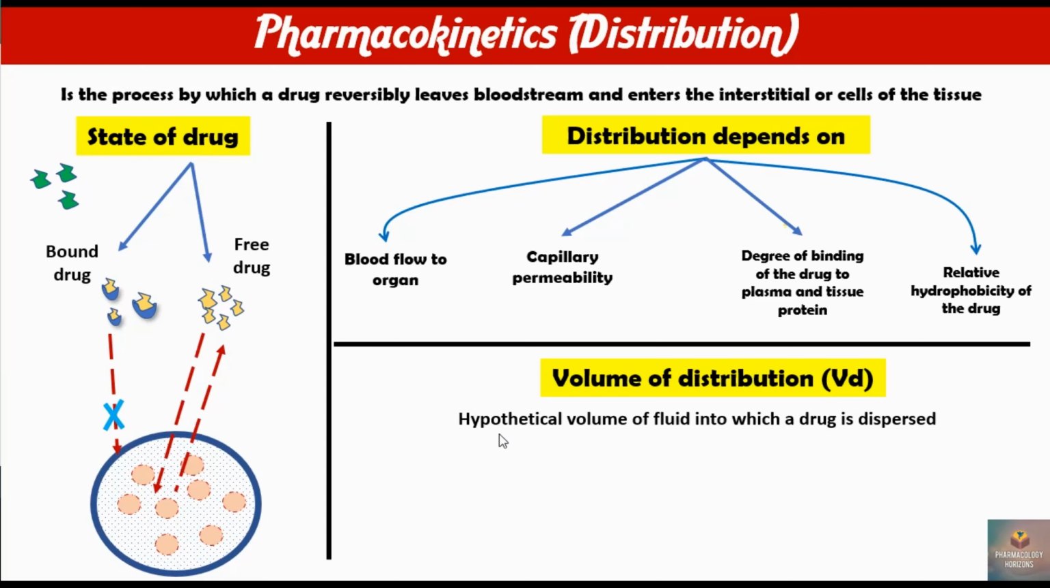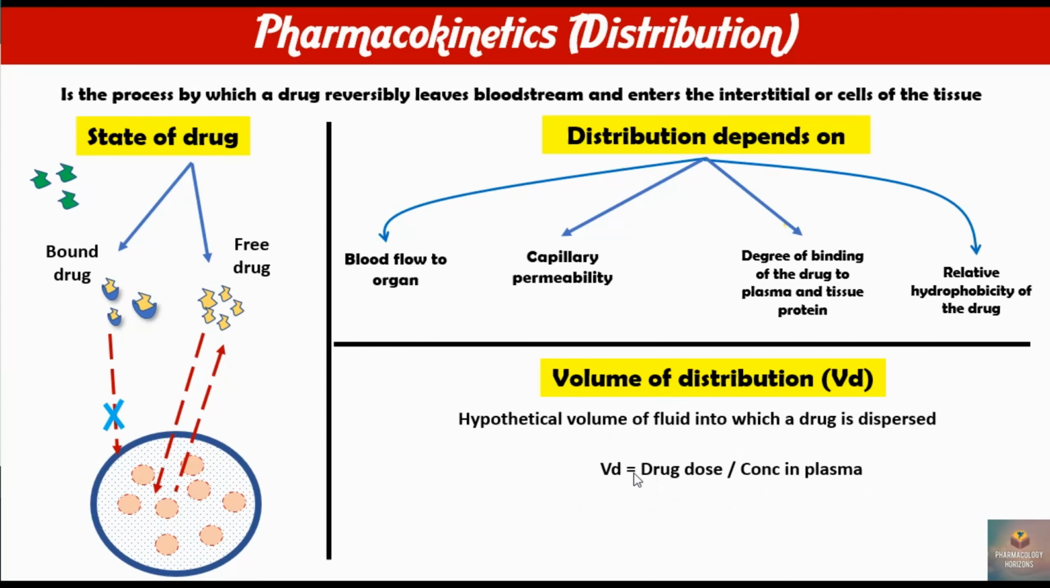You have around 42 liters of fluids in your body. 5 or 6 liters of blood. You have some fluid in the interstitial fluid. The remaining part is the cellular fluid, and so on. When you calculate VD, it is stated in liters: drug dose divided by the concentration in the plasma.